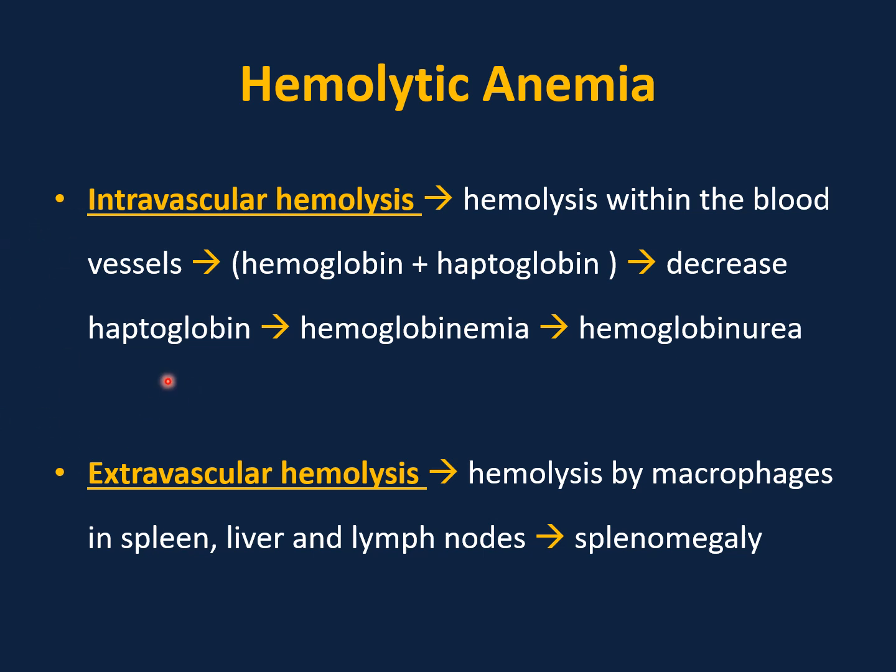Why jaundice? Because the heme is two things, iron and the protoporphyrin, and the protoporphyrin will be converted to unconjugated bilirubin. So in cases of hemolytic anemia, you will see the patient is having jaundice.